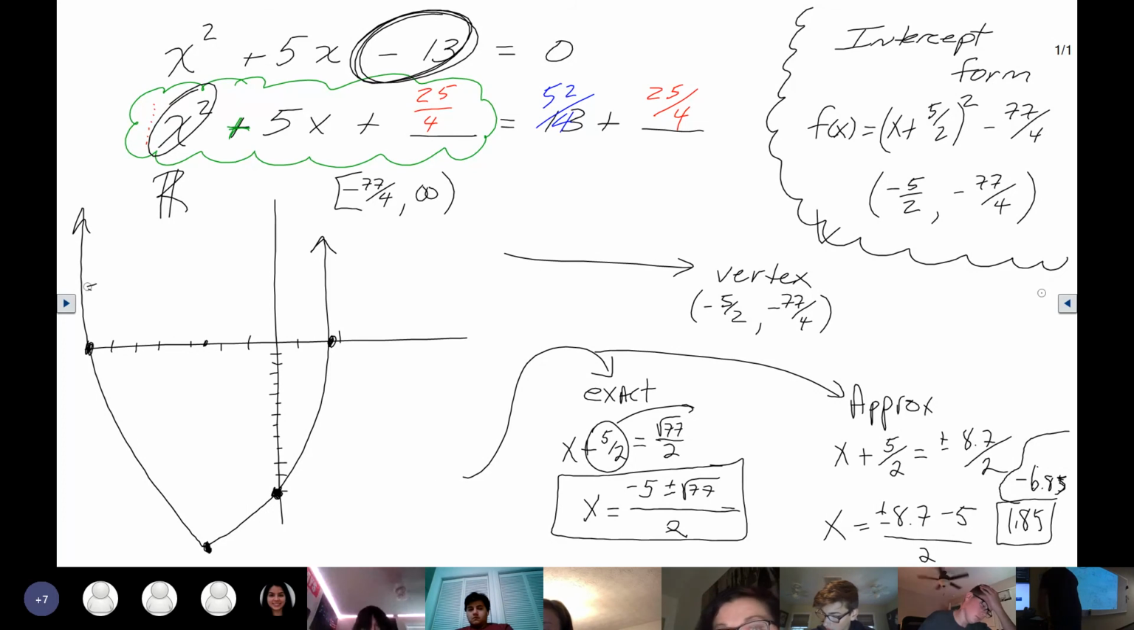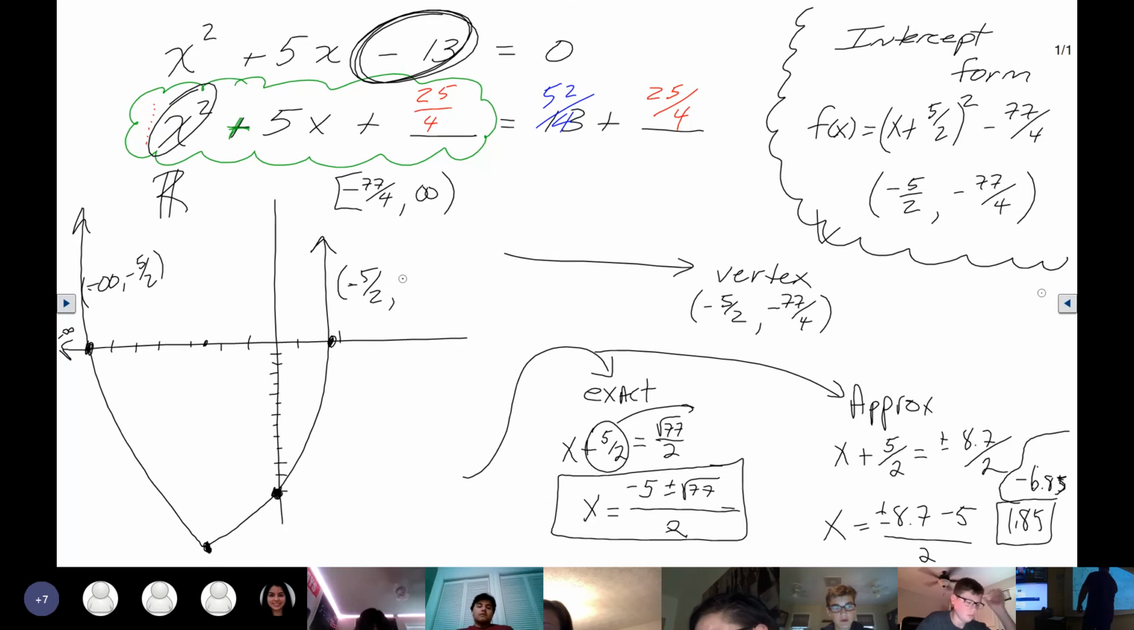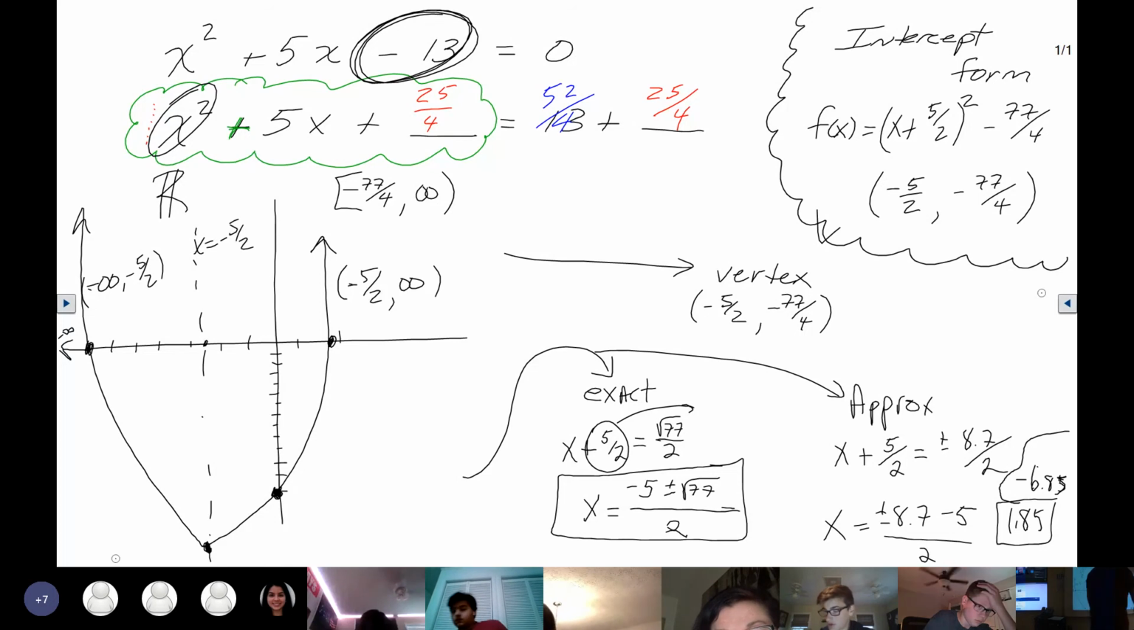Decreasing, -infinity, which is that arrowhead right here, to line of symmetry, which is -5/2, and then increasing from -5/2 to infinity, and the line of symmetry is x is equal to -5/2. Now that's what we did last week.